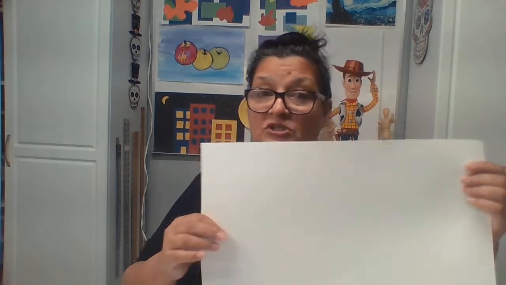So if you're ready, let's get out our paper. You all should have a big piece of paper like this. Really, really big. And we're going to start with a dot. A what?